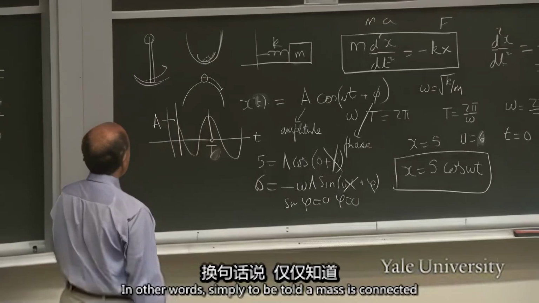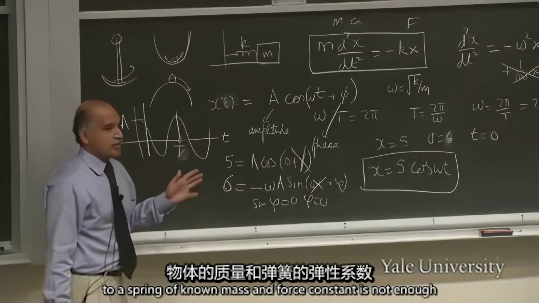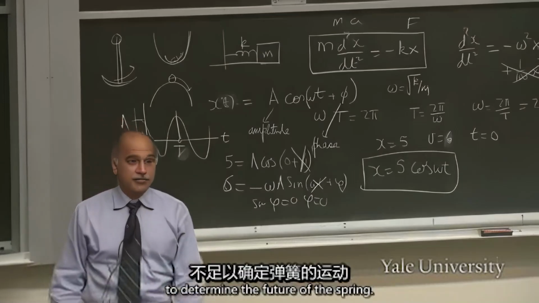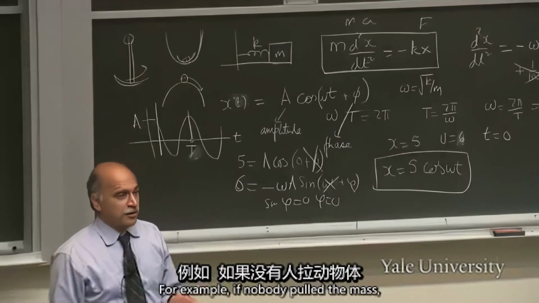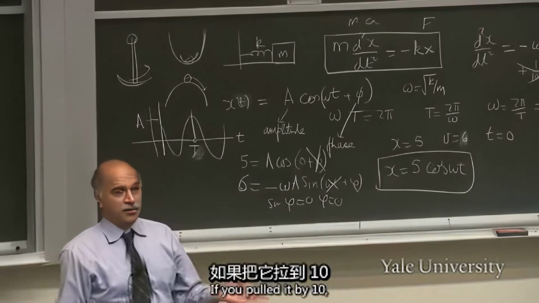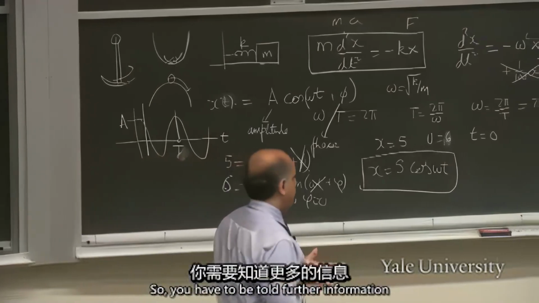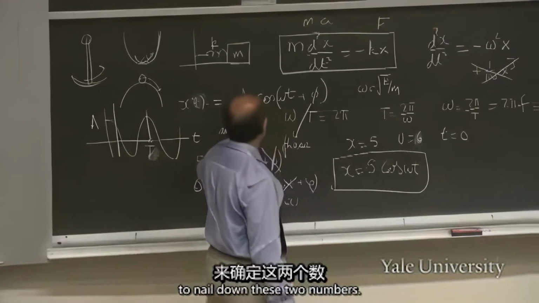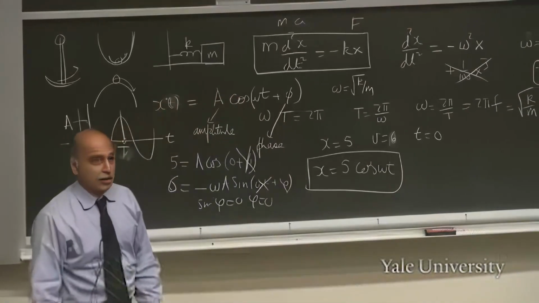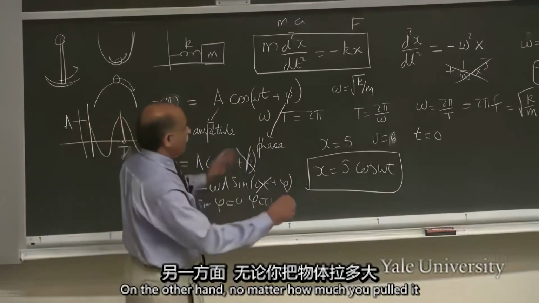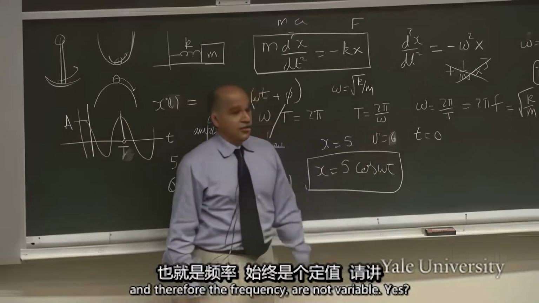In other words, simply to be told a mass is connected to a spring of known mass and force constant is not enough to determine the future of the spring. You have to be told, for example, if nobody pulled the mass, it's just going to sit there forever. If you pulled it by 10, it's going to go back and forth from 10 to minus 10. So you have to be told further information to nail down these two numbers. They're called free parameters in the solution. On the other hand, no matter how much you pulled it and how you released it, this omega and therefore the frequency are not variable.